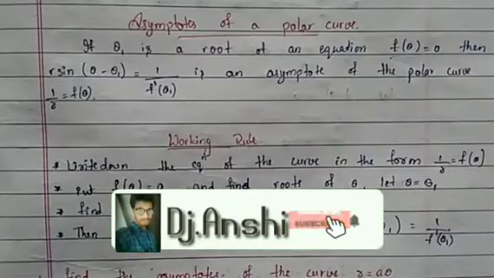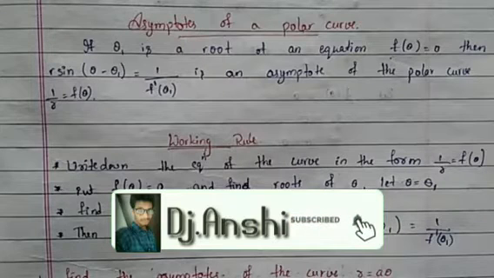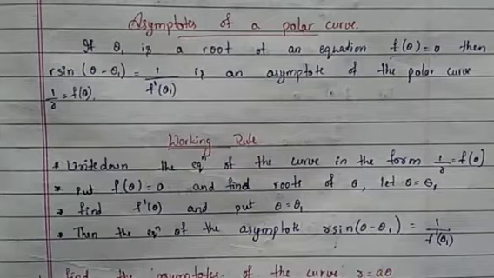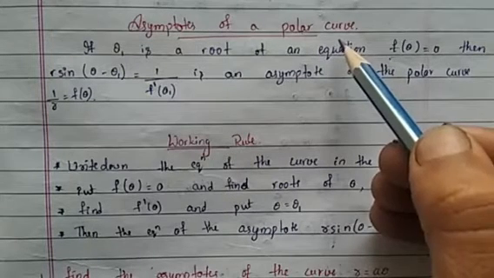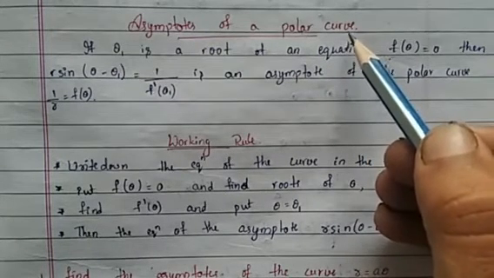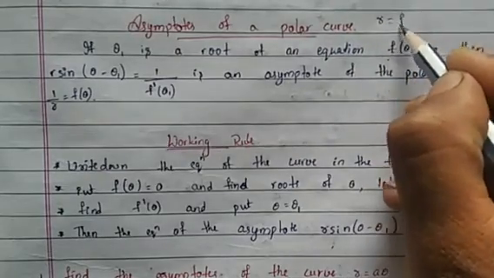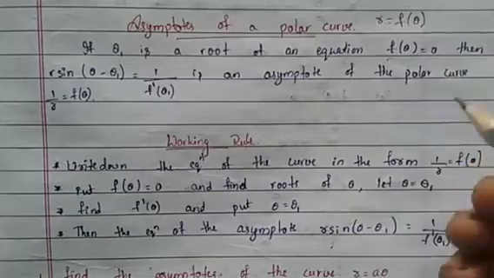In the previous classes, you learned about the asymptotes parallel to the coordinate axes and the oblique asymptotes. So today we're going to discuss the asymptotes of a polar curve. You know about the polar curve. The polar curve is in the format of r equal to f of theta.